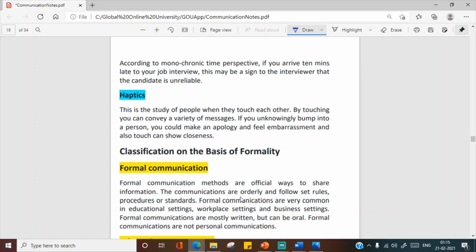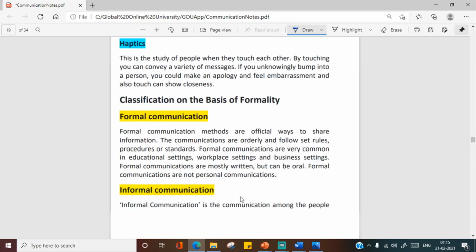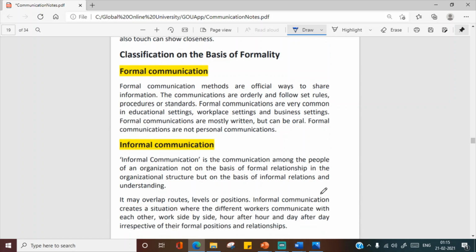Next, we have communication on the basis of formality. Formal communication is when you use communication for official purposes.